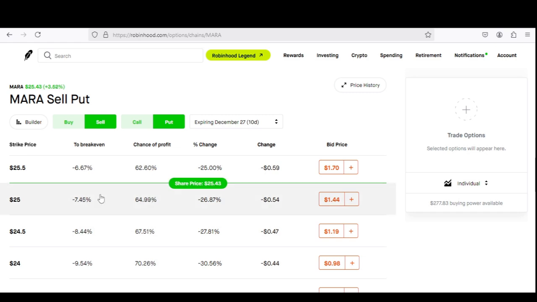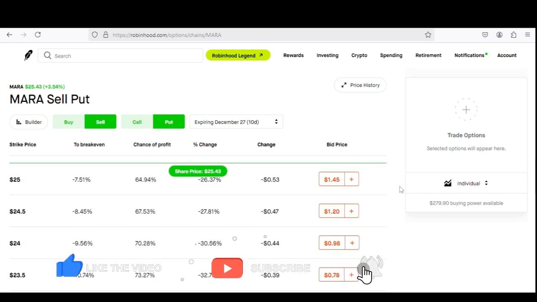So, key note again, every price that goes lower, further away from the share price, as you can see here, your chance of profitability is also going to increase. Now, why would you sell put options if you don't want a higher chance of profitability? Hence, it's way better to choose your strike price below the current share price.